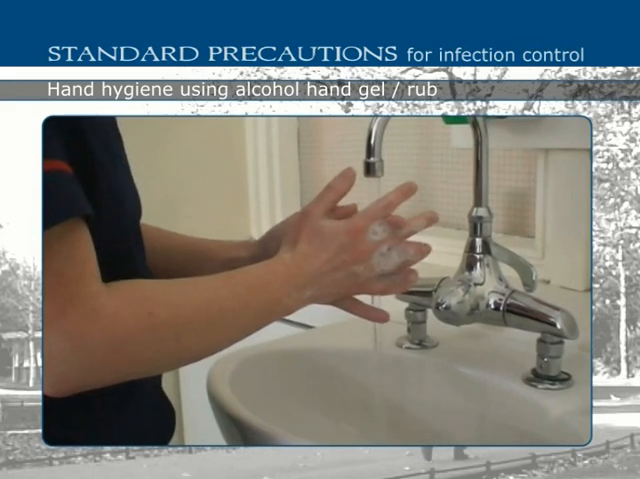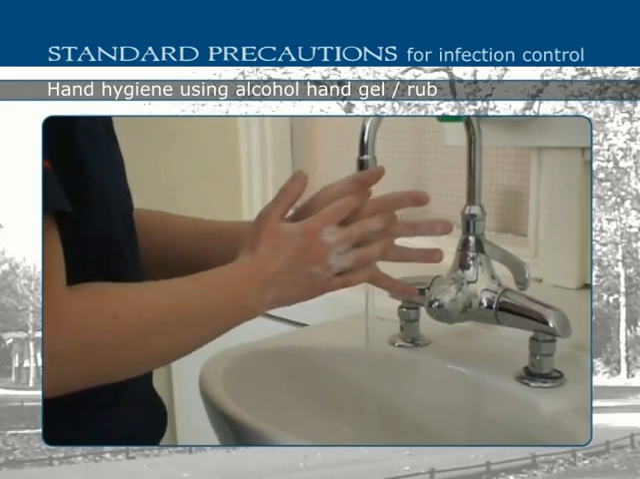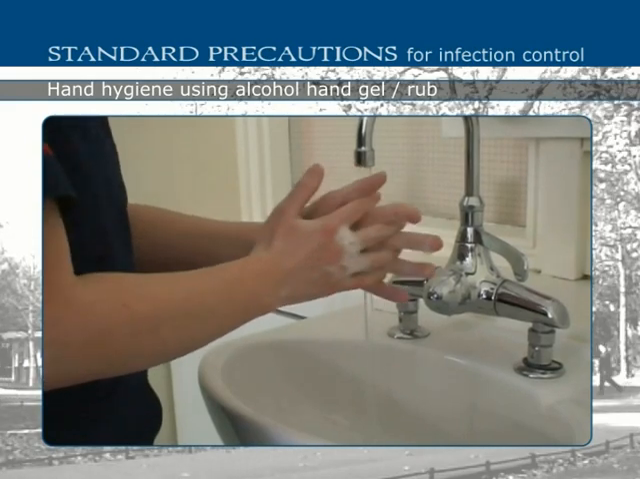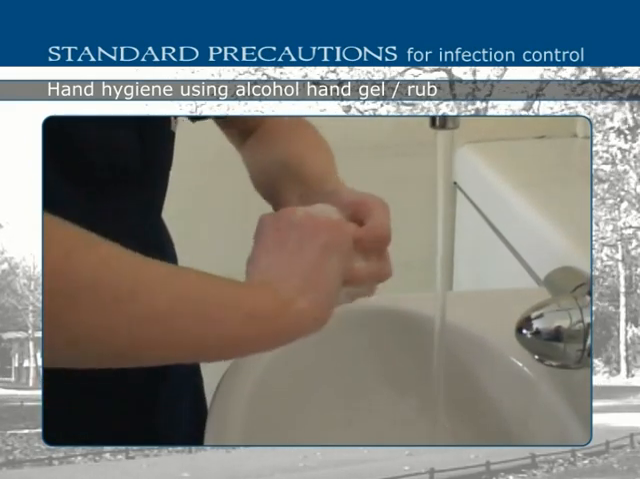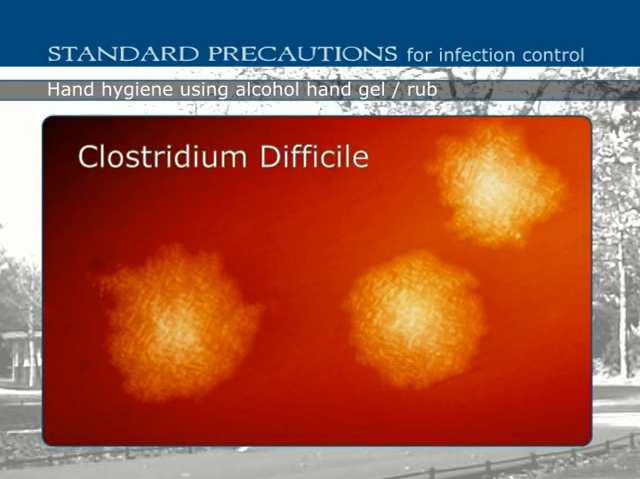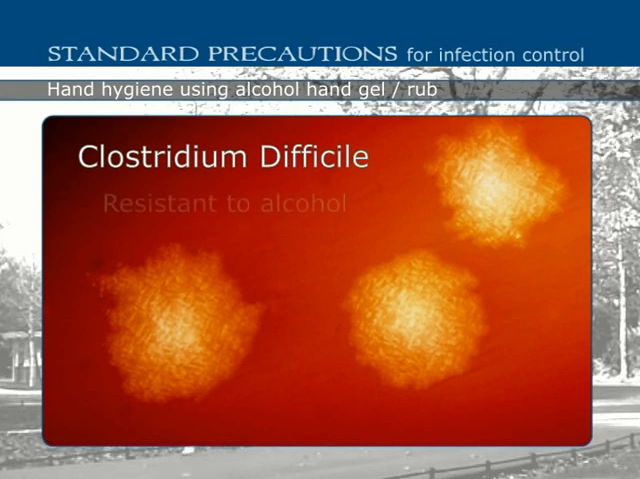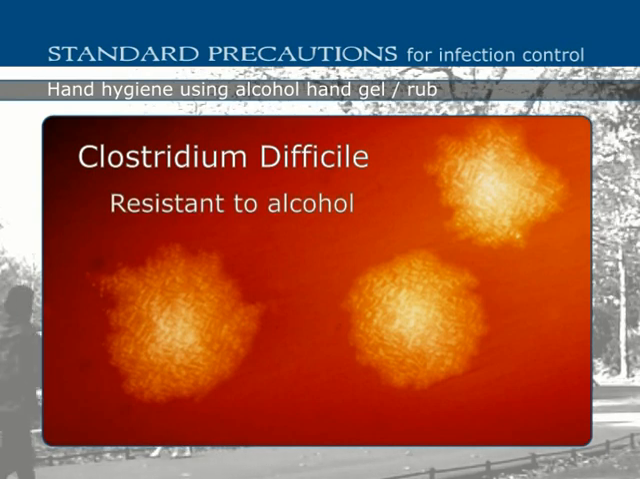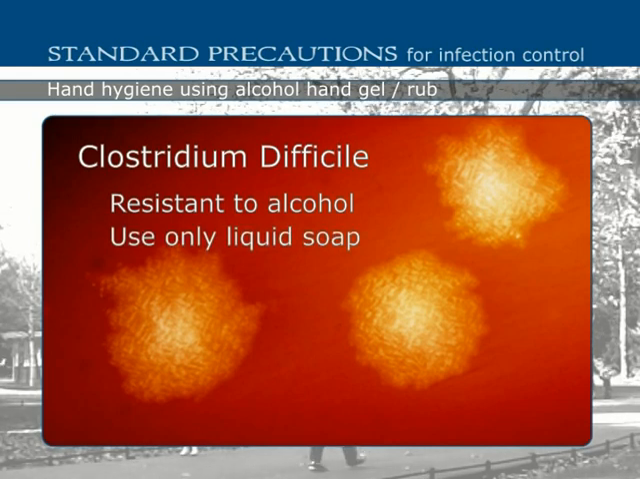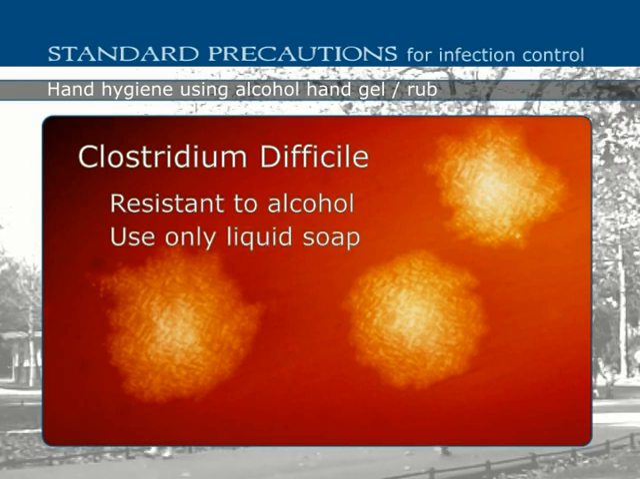When carrying out hand hygiene, it is important to remember that it is not appropriate to use alcohol hand gels or rubs when dealing with a client whom you know has a Clostridium difficile infection. The spores which the Clostridium difficile bacteria can form are resistant to alcohol. Therefore, it is very important that you only use a liquid soap to carry out hand hygiene in these circumstances.